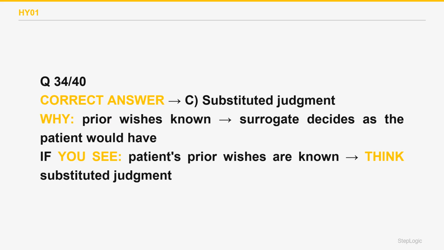The best interest standard applies only when the patient's preferences are unknown. Here they are well documented, so it does not govern. Choice A, wrong. Deferring to the physician's clinical judgment overrides the patient's clearly stated autonomous wishes, which is exactly what substituted judgment is meant to prevent. Choice D, wrong. Known prior wishes call for substituted judgment.